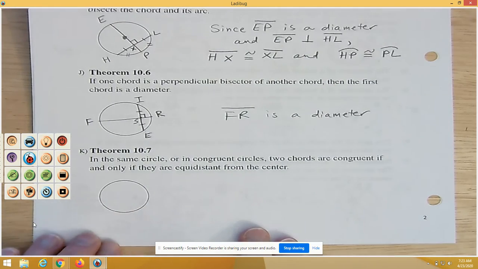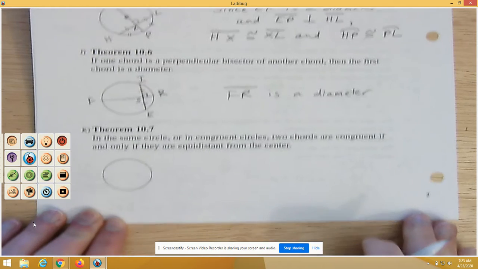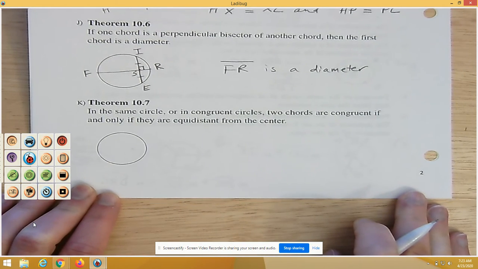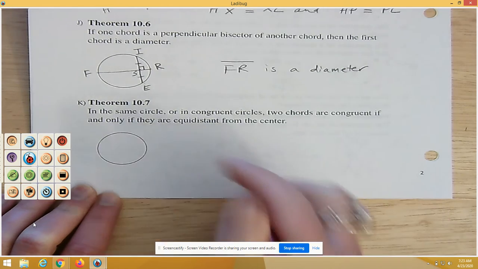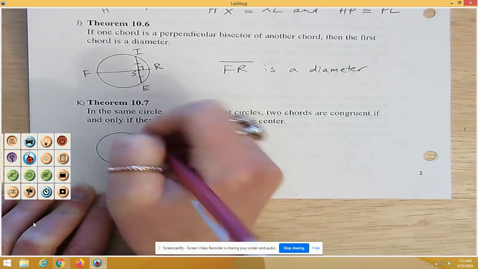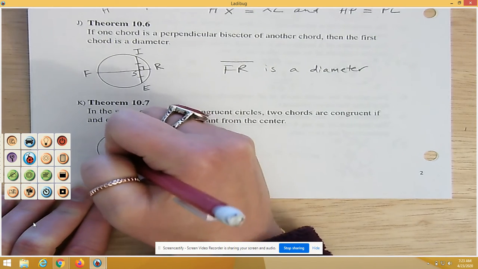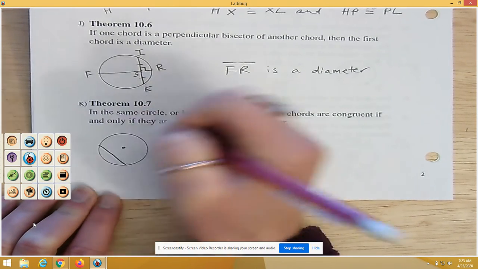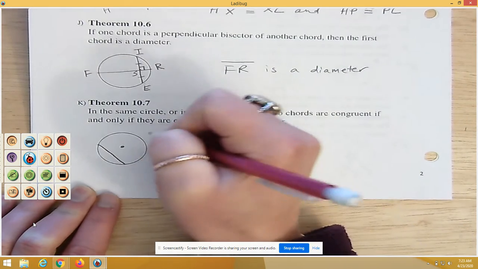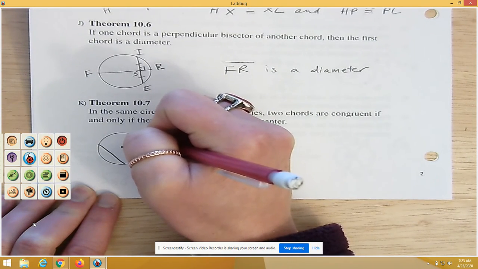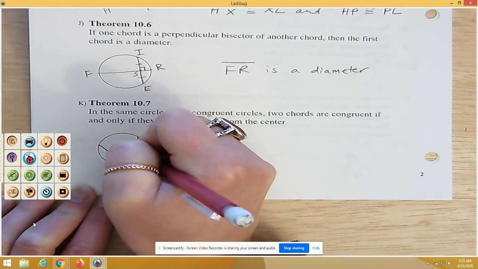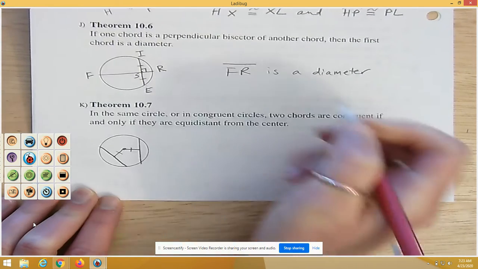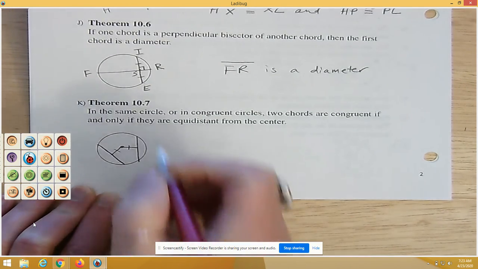Okay, finally, this one's a complicated diagram. Theorem 10.7. In the same circle or in congruent circles, two chords are congruent if and only if they are equidistant from the center. This one's going to be hard to draw out, I think. Do the best you can. I would say try to make one chord and then make another chord that looks about the same length. Doesn't have to be perfect. And then these two here are going to be congruent. And I'm going to have right angles.